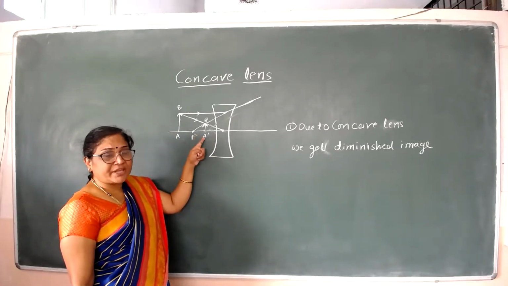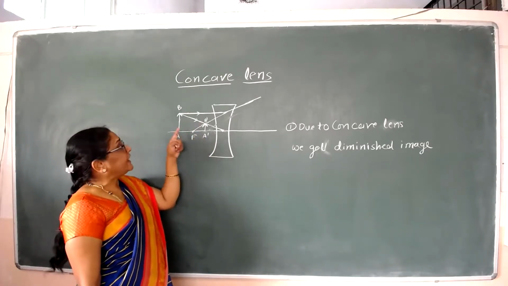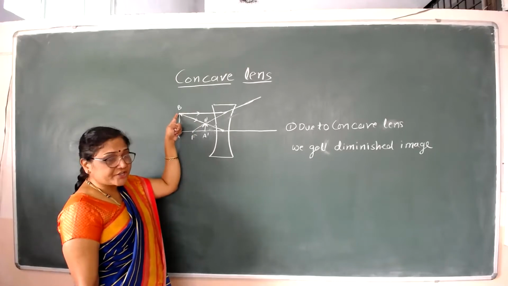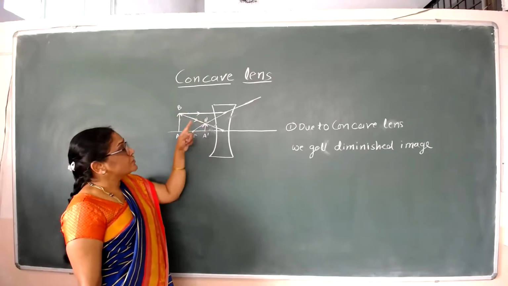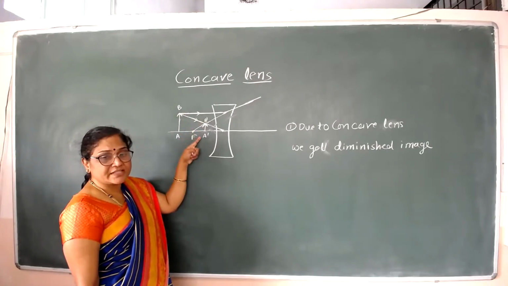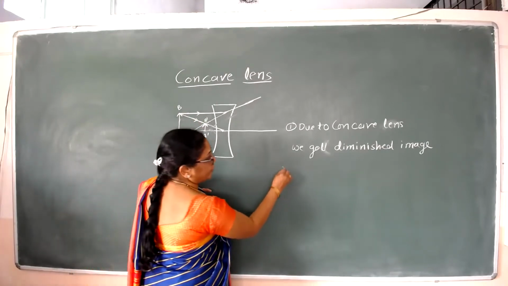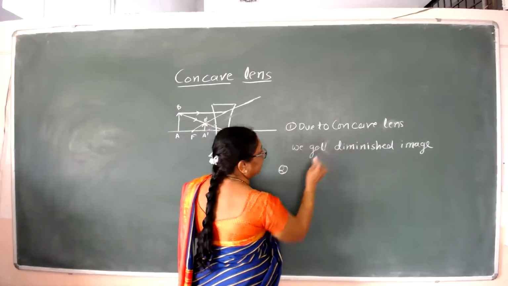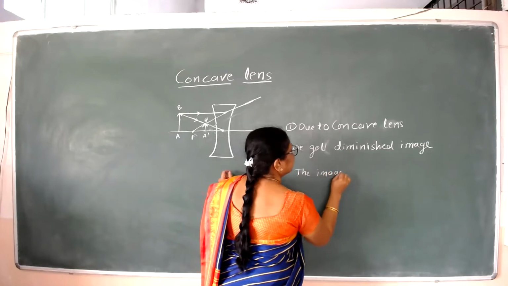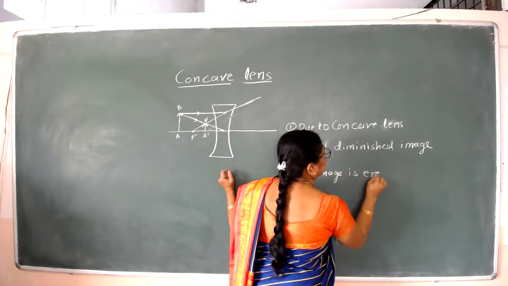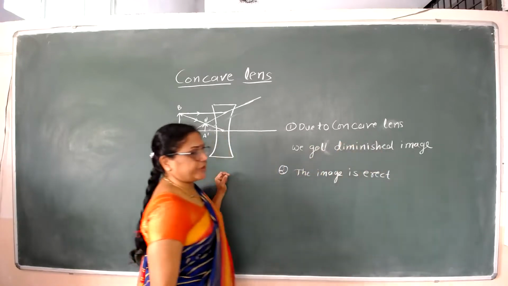We know that erect means as it is, with the height of the object in an upward direction. So the image due to the concave lens is erect. Second point, due to the concave lens, the image is erect.